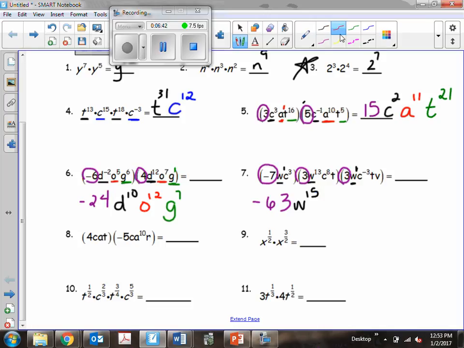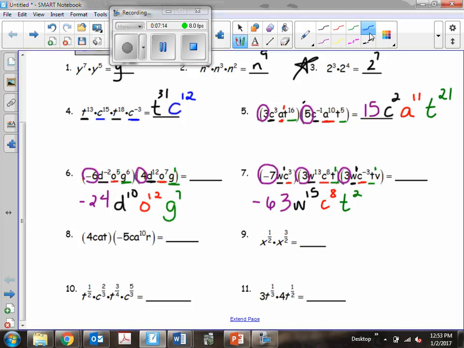Now I would take a look at the C. This C has a 3, this has an 8, and this has a negative 3. So if I combine the 3, the 8, and the negative 3, I would get C to the 8th. If I look at the T, I have a T here and a T here. And even though I don't see it, both of them have an exponent of 1. So 1 and 1 would give me T squared.